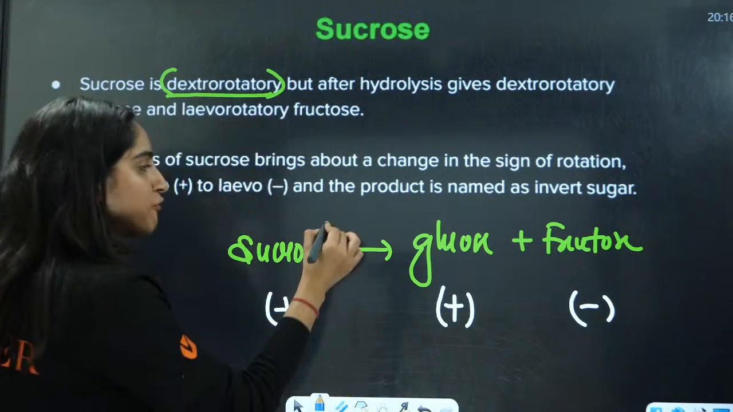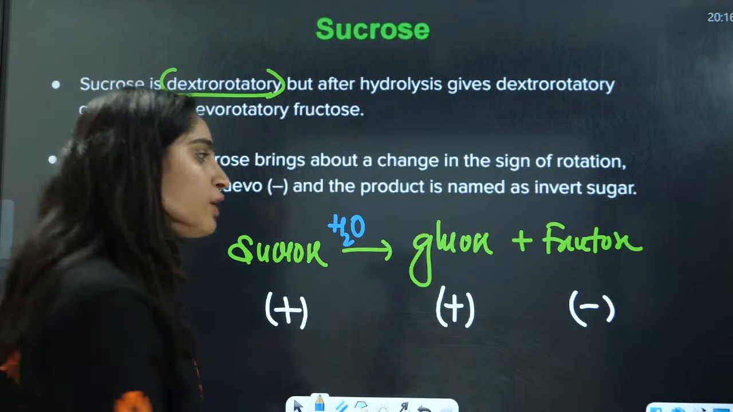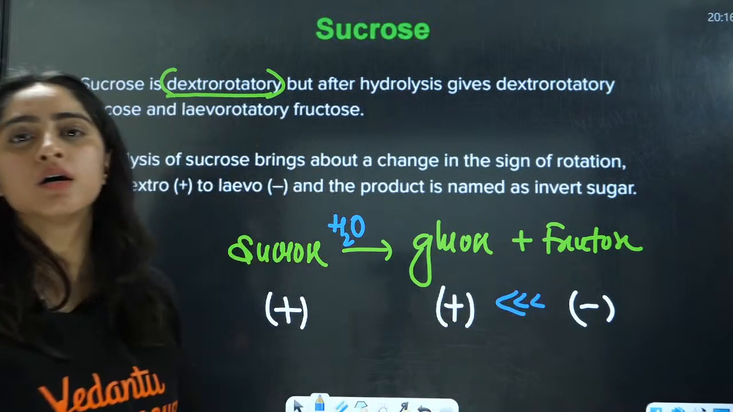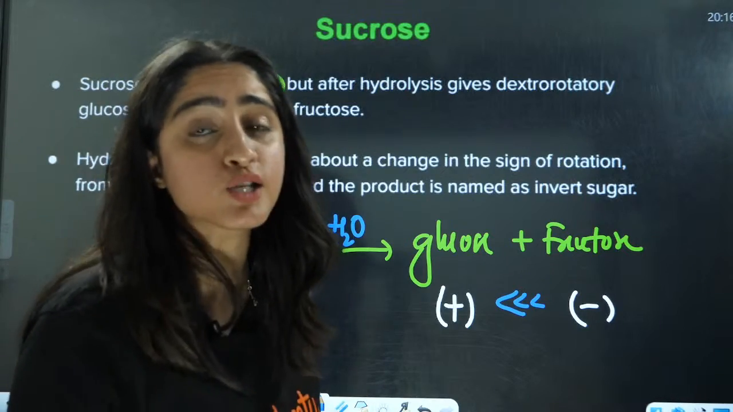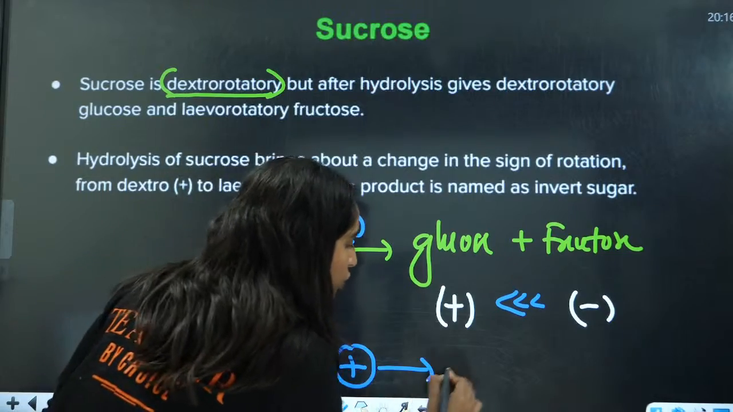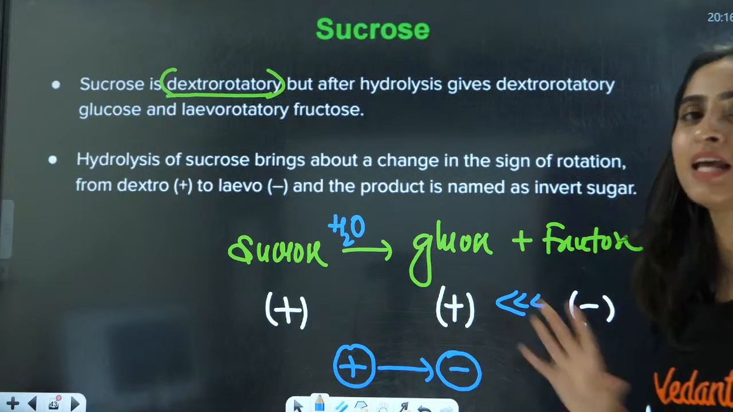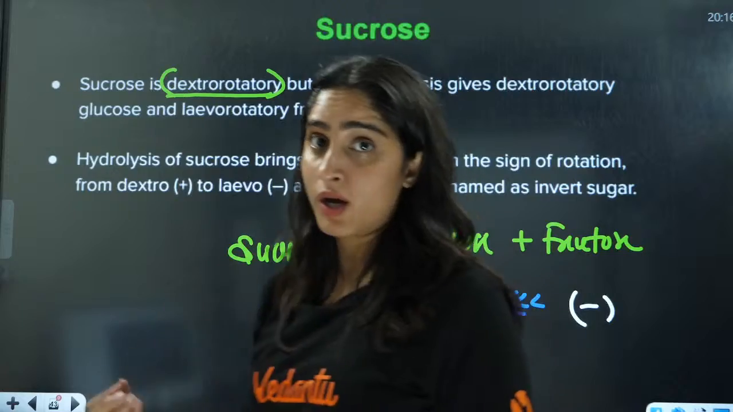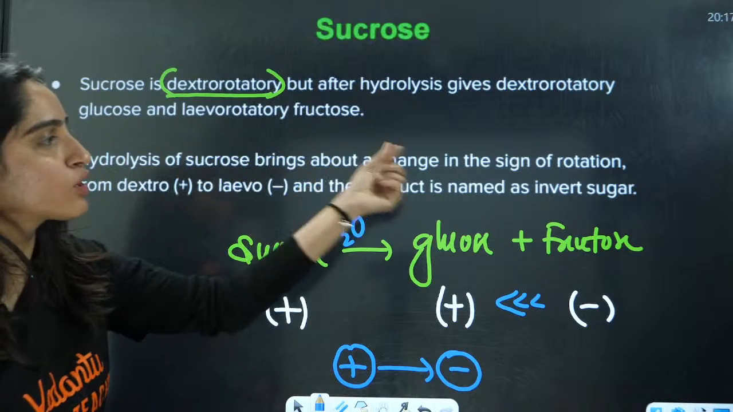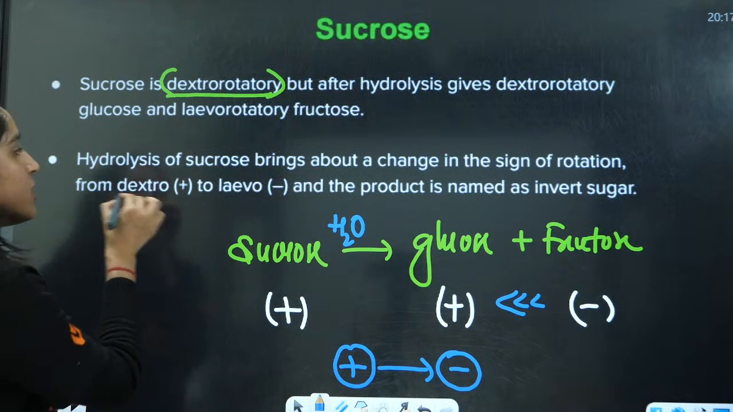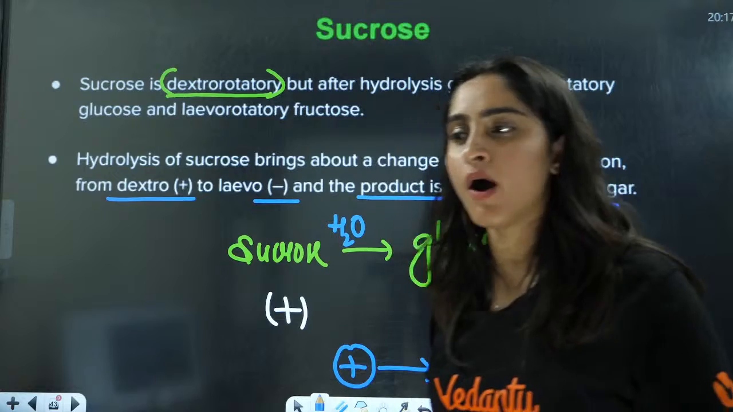Now what happens here? After hydrolysis, it gives dextro and levo both. But the levorotatory fructose here is more as compared to the dextrorotatory glucose. That is why the sign after hydrolysis of sucrose changes from positive to negative. The overall rotation in this case is levorotatory. That is why it is called invert sugar. So hydrolysis brings about a change in the sign of rotation, from positive to negative, and the product is called invert sugar.